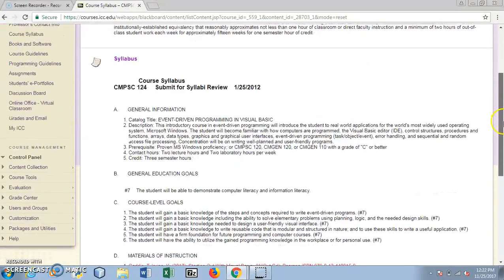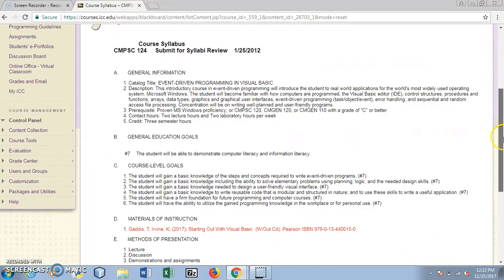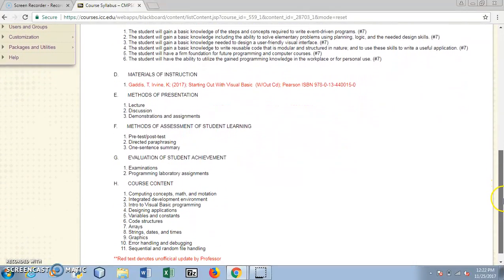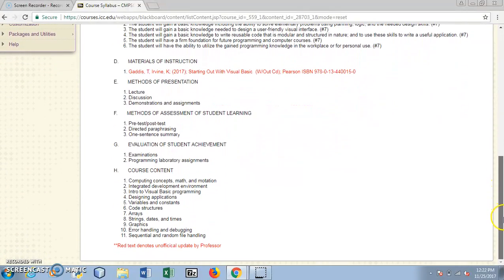As far as the syllabus goes, this is the official one that we turn into the state. You can go over it if you'd like. Let's see here.